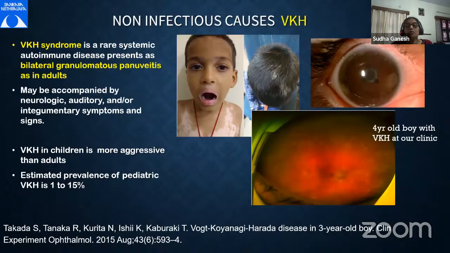Coming to VKH as one of the non-infectious causes, VKH is a rare systemic autoimmune disease. It presents as a bilateral granulomatous panuveitis as in adults and may be accompanied by neurologic, auditory or integumentary symptoms. VKH in children is more aggressive than in adults. The estimated prevalence of pediatric VKH is between 1 to 15%. This is a 4-year-old boy with VKH which we had seen at our clinic.